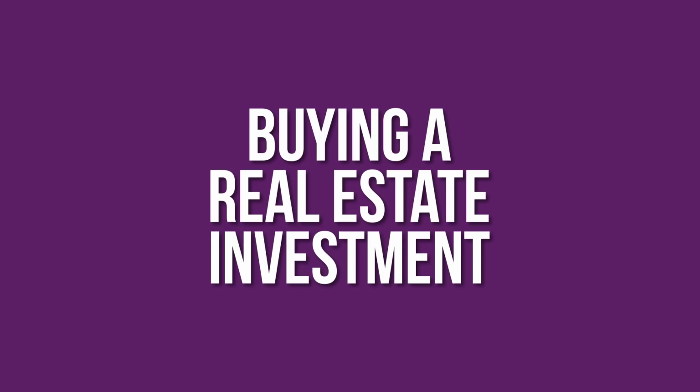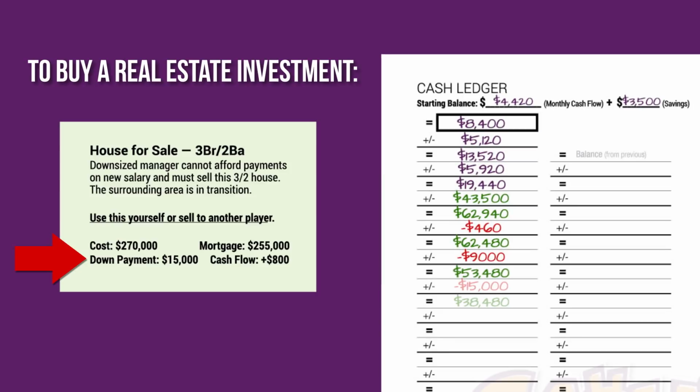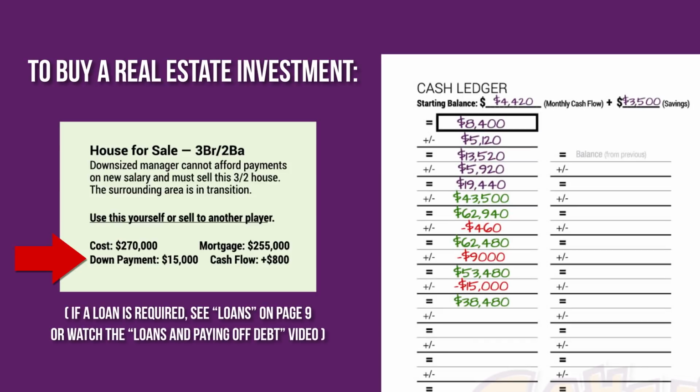Buying a real estate investment. To buy a real estate investment, pay the down payment. Adjust your cash ledger, and if a loan is required, see loans on page 9 of the instruction manual or in the Loans and Paying Off Debt video.